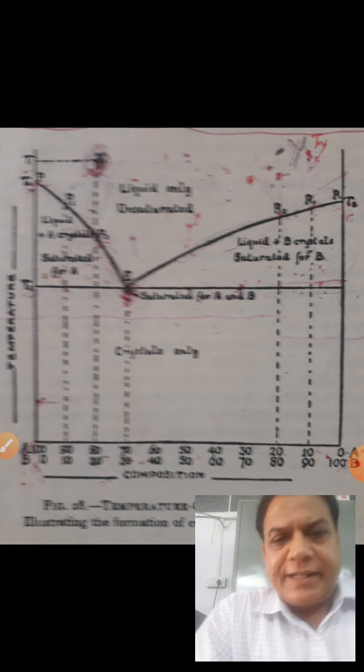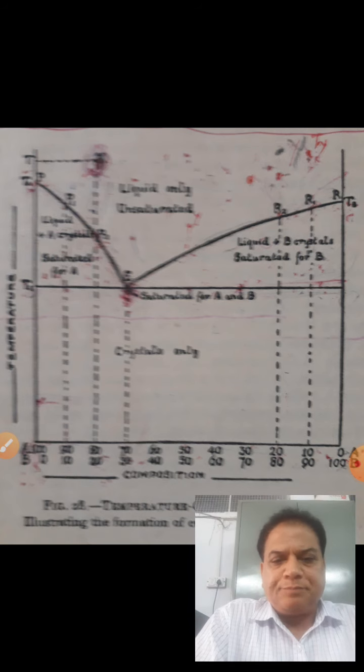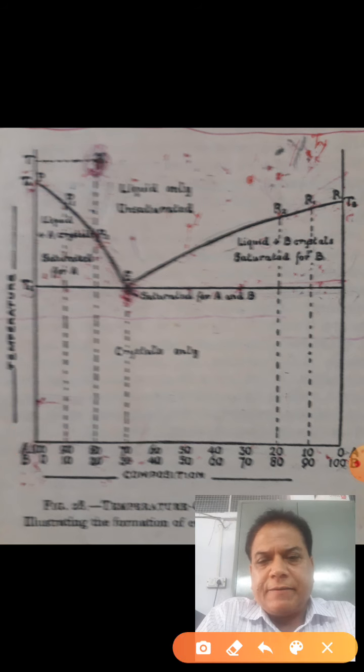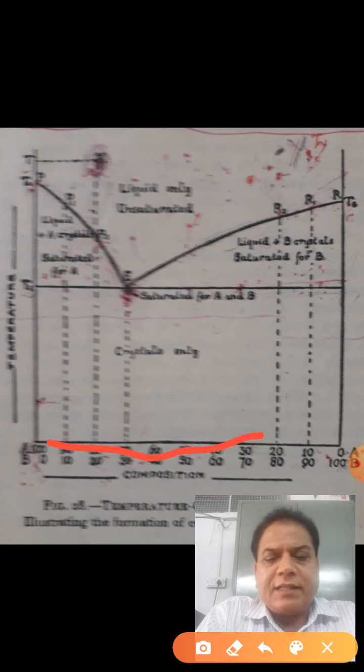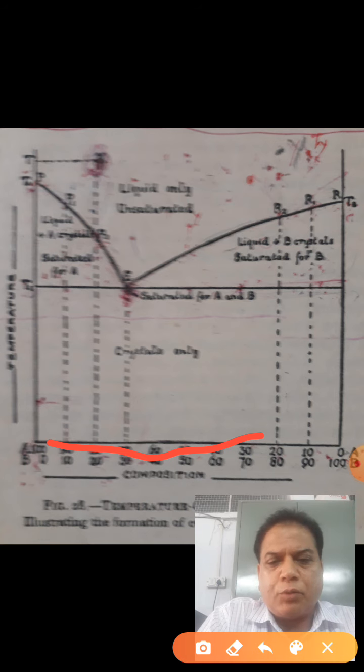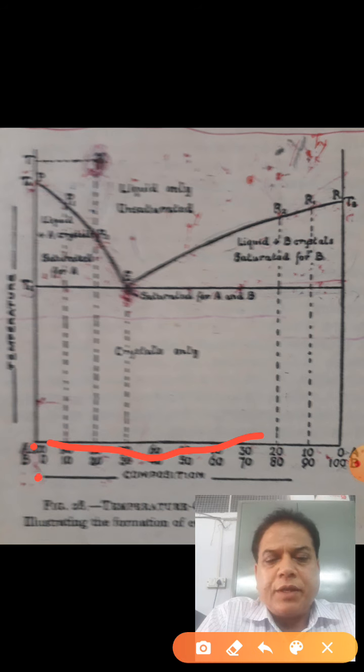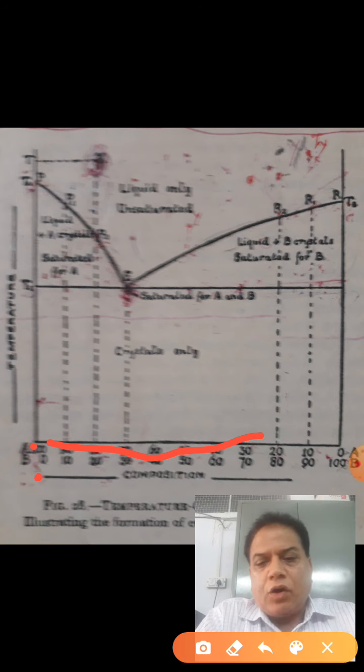So the work that has been done is this: in bicomponent, we have taken on the x-axis the various possible mixtures of two components, say A and B. Here A is 100, B is 0. Similarly, on this end B is 100, A is 0, and at intervals of 10 you can see the possible compositions of these two different components A and B. On the y-axis, temperature is taken.